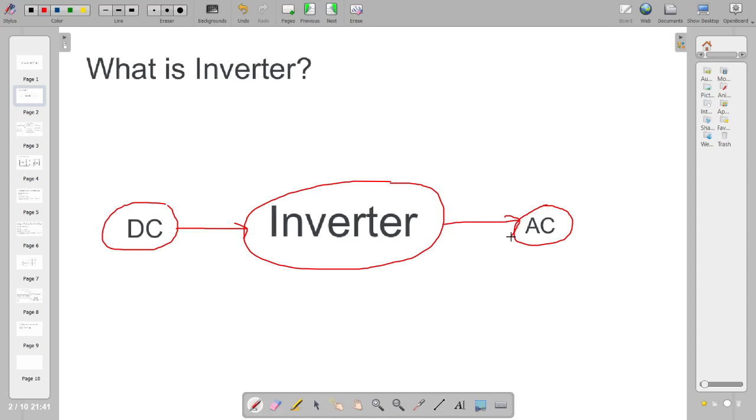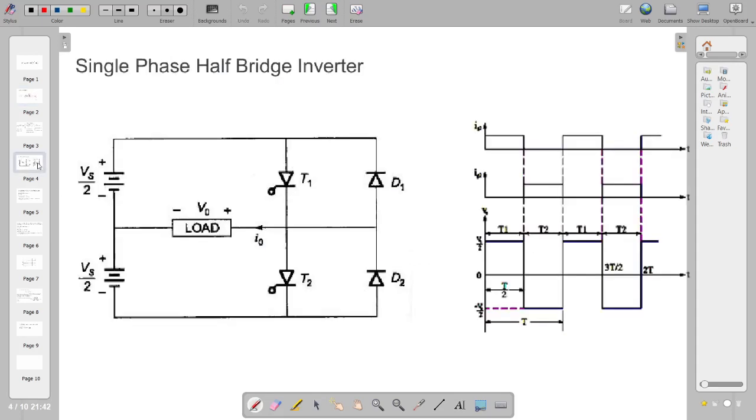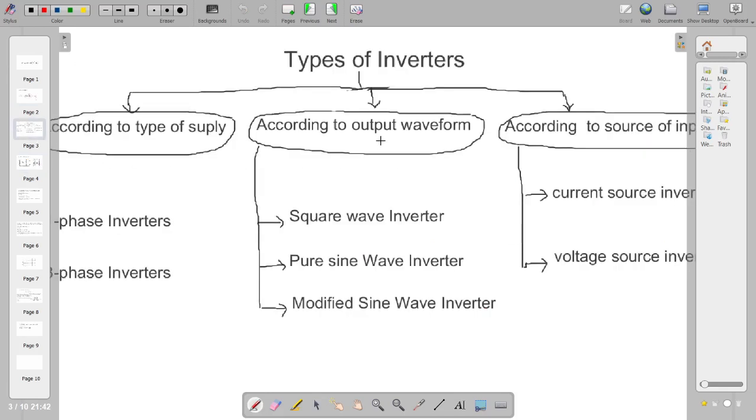So it is variable in nature. There is variation in the AC, in the magnitude of voltage and frequency and also the number of phases. These three parameters internally affect the variation in the power. So this is a brief introduction to the types of inverters.